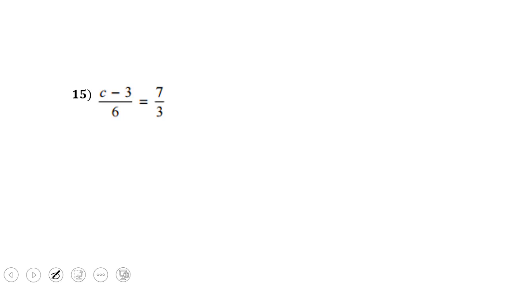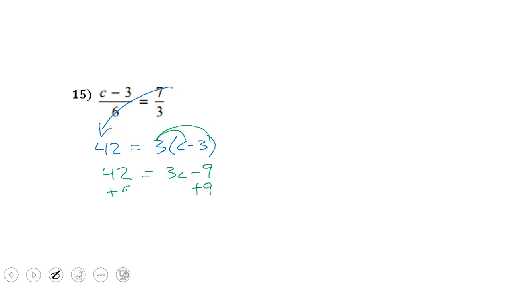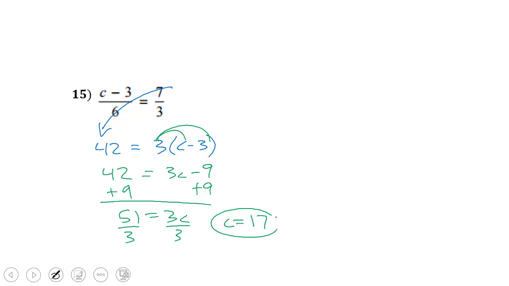c minus 3 is to 6 as 7 is to 3. Again, using cross products, 7 times 6 once again is 42. And c minus 3 times 3, I'm going to write it this way. c minus 3 times 3. Of course, I need to use the distributive property. And 3 times c is 3c. 3 times negative 3 is negative 9. That is equal to 42. Continuing to solve our equations by adding 9 to both sides, I get 51 is equal to 3c. And dividing by 3, c equals 17.